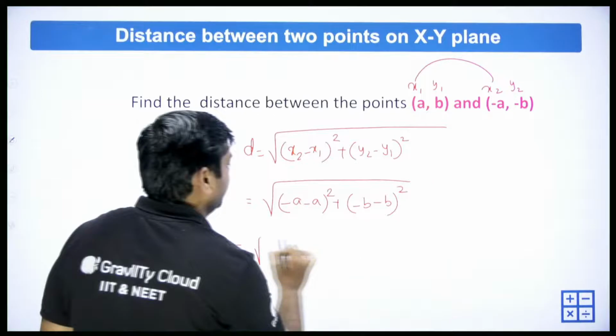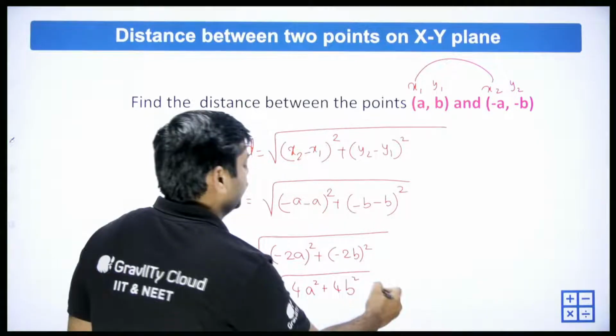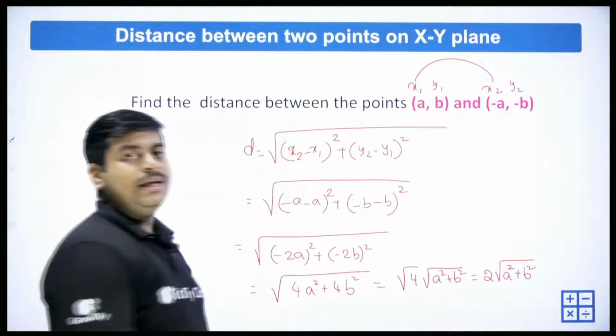Minus a becomes minus 2a whole square and minus b becomes minus 2b whole square. So that will give you minus 2a whole square. Negative into negative will give you positive, right? So 2 square is 4, a square is a square plus 4b square. If you take 4 common, you will get root 4 into root over a square plus b square, and that root 4 is equal to 2 units. So that will be equal to 2 root a square plus b square.